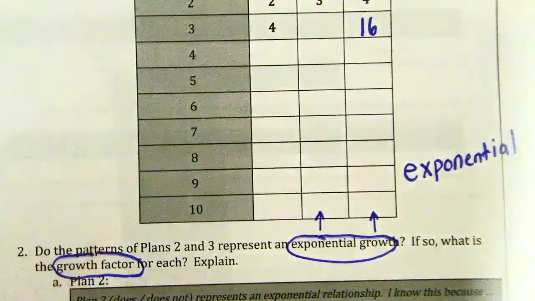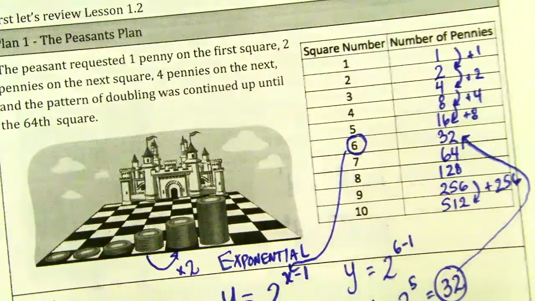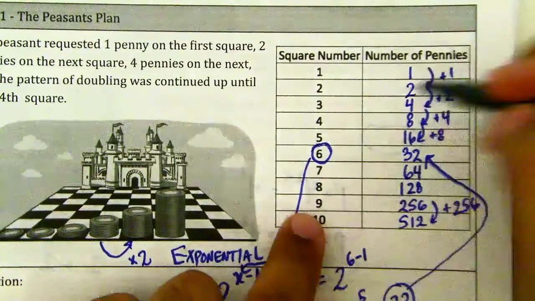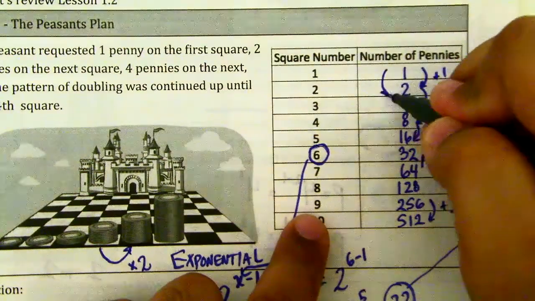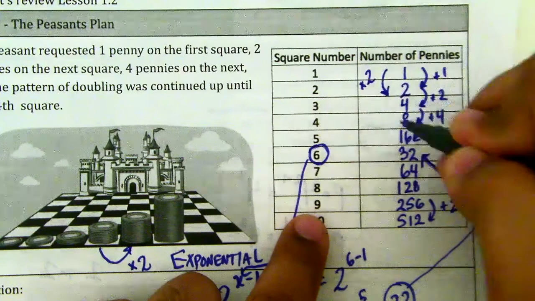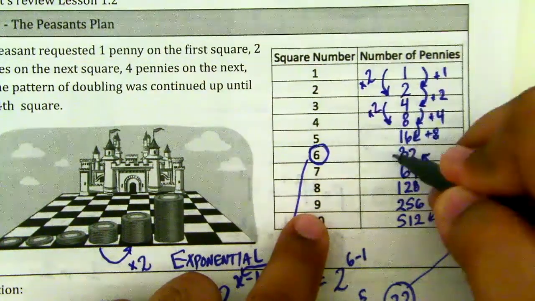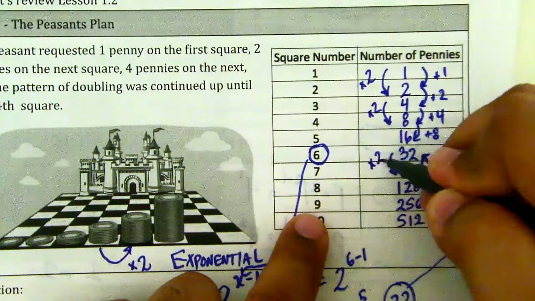So looking at this first one here, right? I already told you it's exponential for plan number 1. So I know it's exponential because as I go down this table from here to here, I multiply by 2. From here to here, I multiply by 2. From here to here, right? I'm always multiplying by 2.